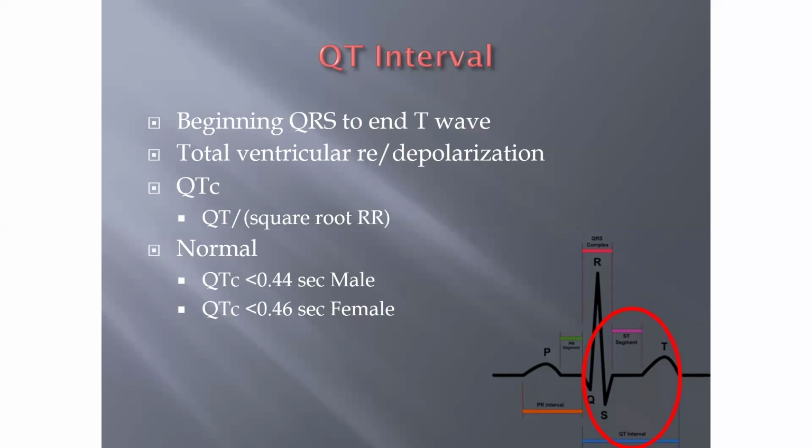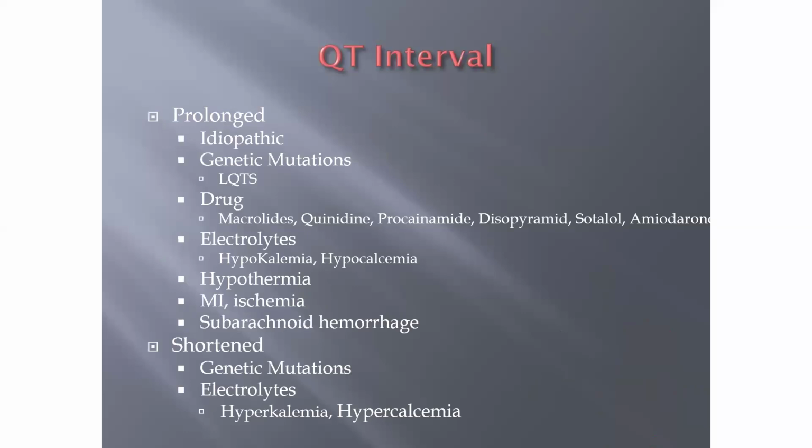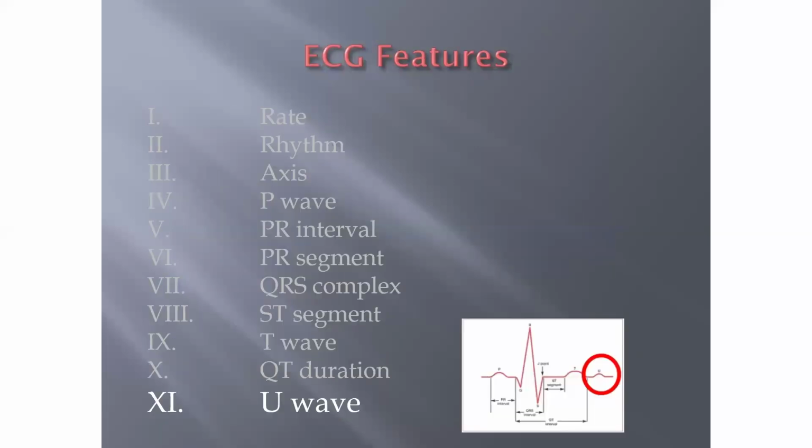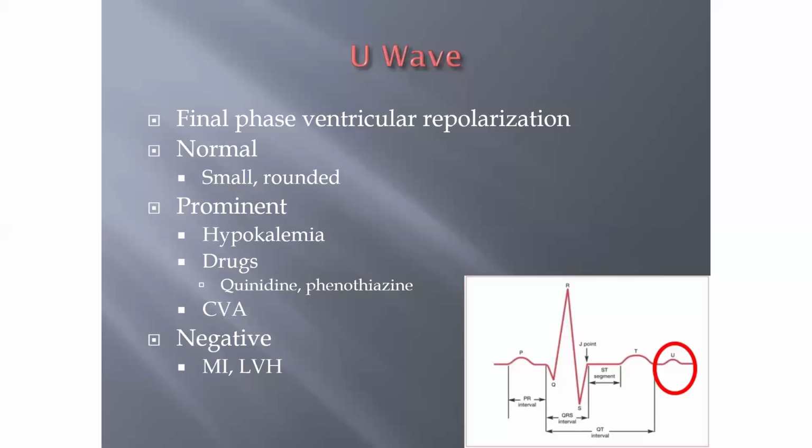Of course, it is seen in patients who have genetic mutations, or could be idiopathic. You might see it in patients who have electrolyte imbalances. It is shortened in patients who have genetic mutations, hyperkalemia, and hypercalcemia. So in terms of the U wave, which is our final wave of ventricular repolarization, it is prominent in patients who have hypokalemia, patients who are on drugs like quinidine and phenothiazines, and it's negative in patients who have MI and left ventricular hypertrophy.